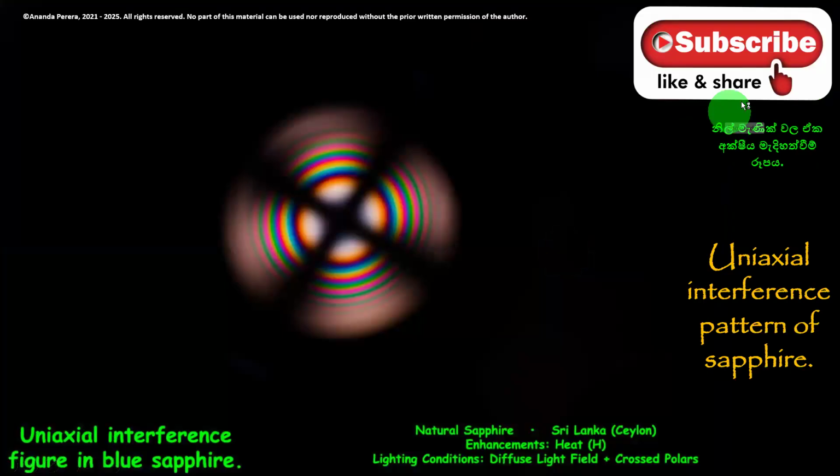What is here? Lighting condition here is cross-polar plus diffuse light field. There are two lighting conditions given, and the sapphire origin is Sri Lanka, heat treated. When we look, we can see the uniaxial interference. This picture shows the uniaxial interference pattern of sapphire. Moving to next.